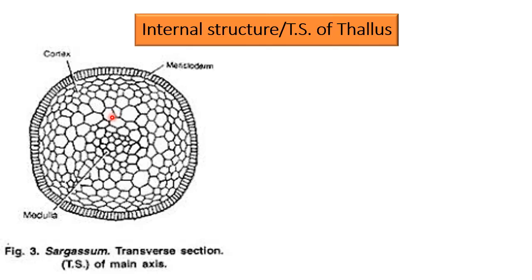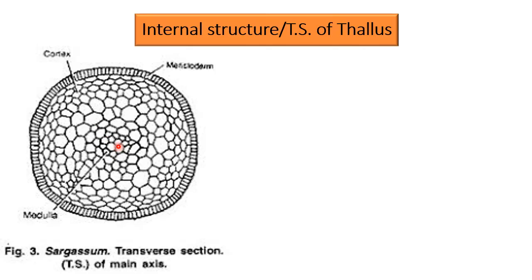The cortex is situated next to the meristoderm and occupies the major part of the axis. It consists of compactly arranged parenchyma cells of polygonal shape and rarely with intercellular space. You see here there are no intercellular spaces. The cells are smaller in size than the meristoderm. Like the outermost layer, this layer also stores food materials.